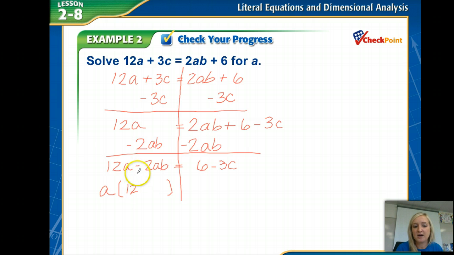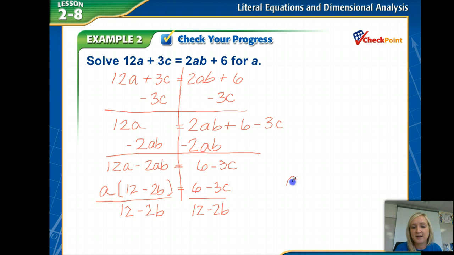Now I have a negative sign here. What times a will give me negative 2ab? The answer is negative 2b. Negative 2b times a would give me negative 2ab. The right side doesn't change. I divide both sides by 12 minus 2b to isolate that a by itself. And my answer is a on the left side equals 6 minus 3c divided by 12 minus 2b.